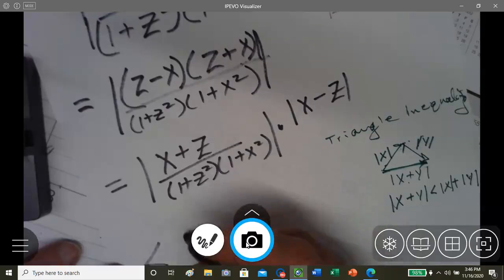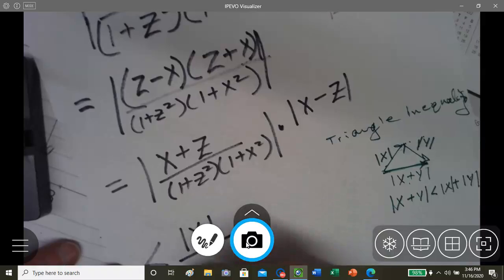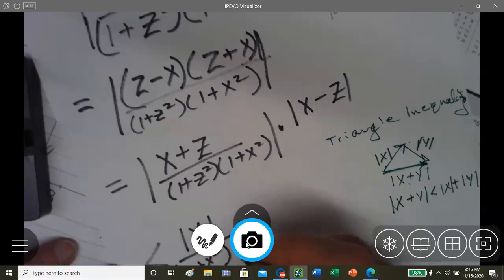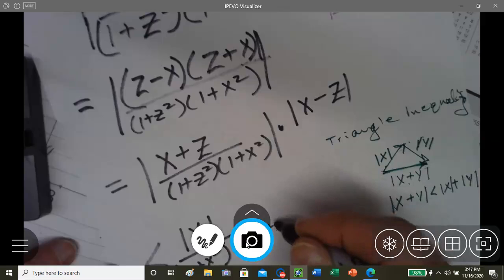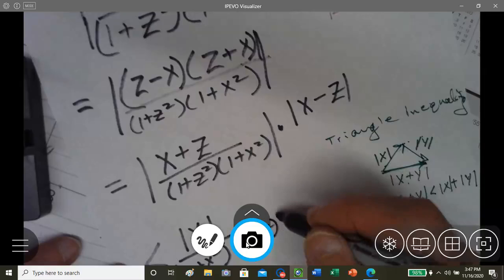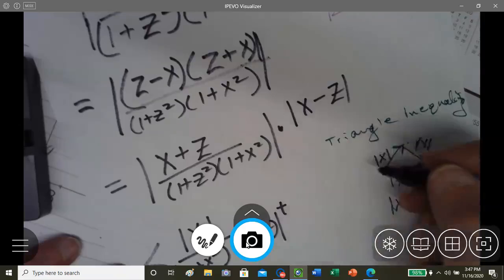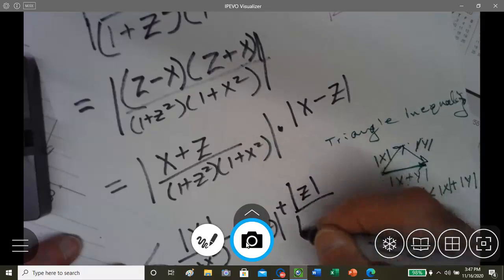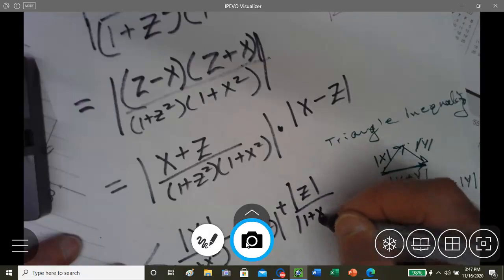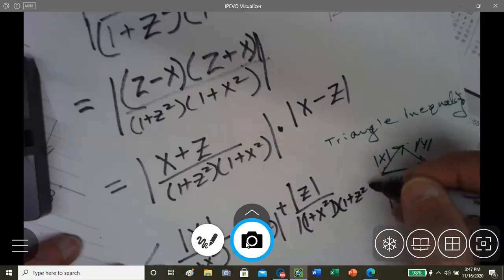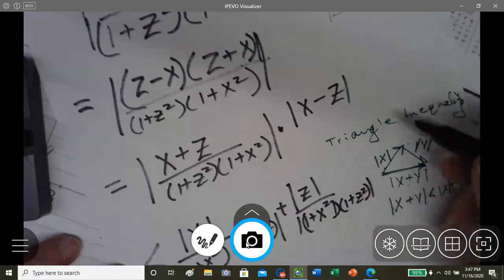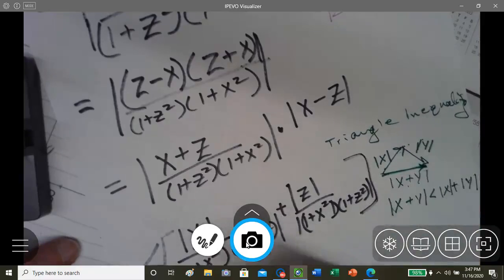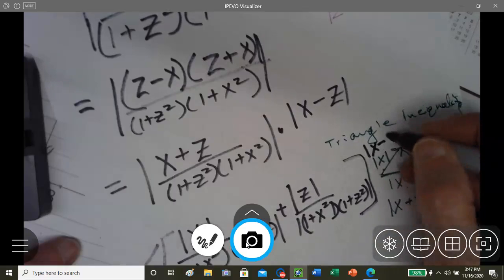And we can say that this is less than the magnitude of x over 1 plus x squared times 1 plus z squared, plus the absolute value of z over the absolute value of 1 plus x squared times 1 plus z squared, and that's all multiplied by the magnitude of x minus z.